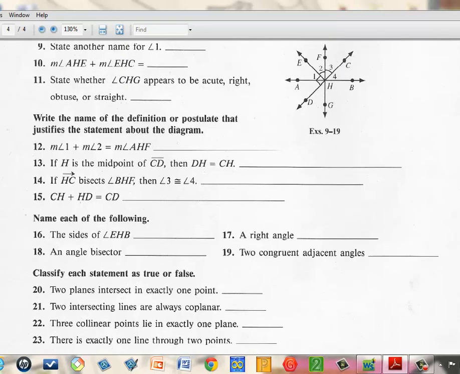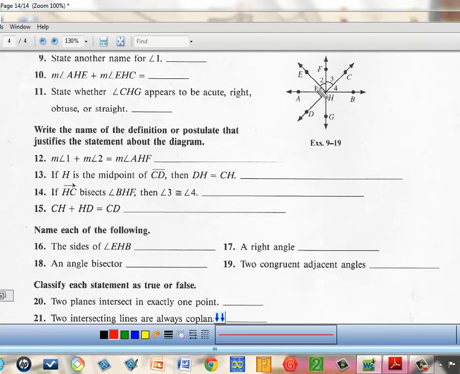So let's go to 16. Number 16, the sides of angle EHB. Remember, the sides of angles are rays. Always name a ray starting with the endpoint. So the two sides are side HE and side HB.